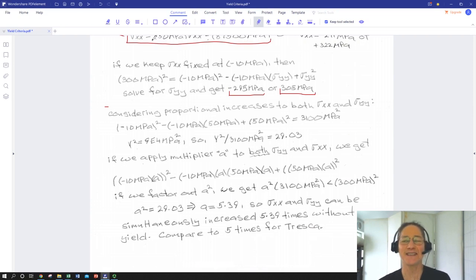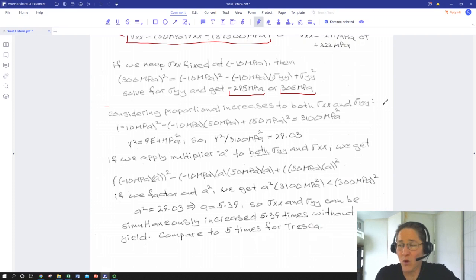And obviously Tresca is a little bit more simple and straightforward. If you just need to get an estimate, it is more conservative, so that has that advantage. So that is it for our discussion of yield criteria.